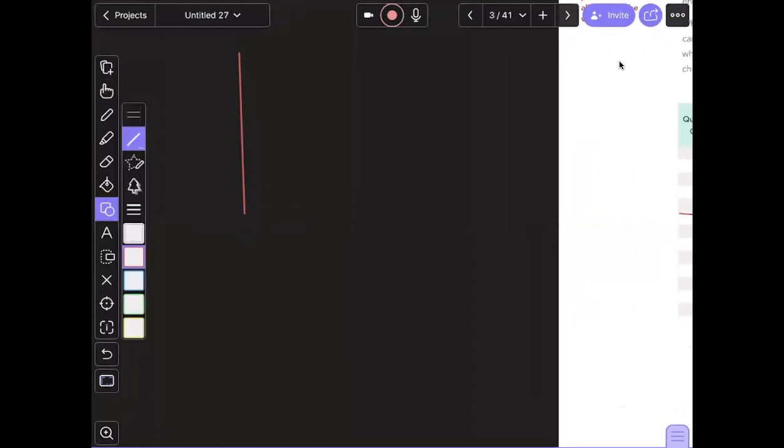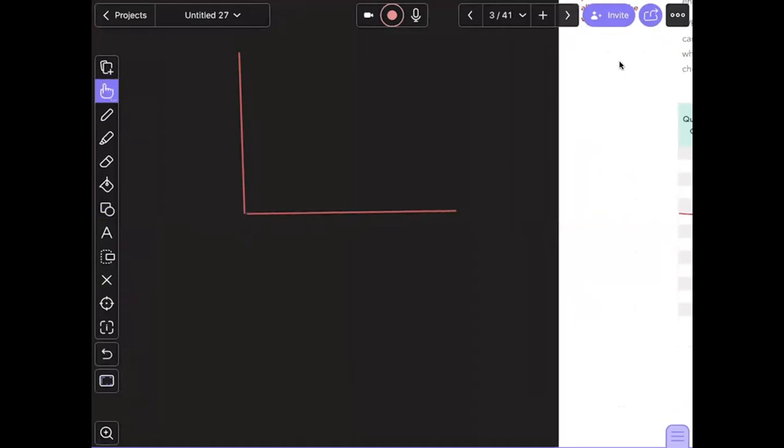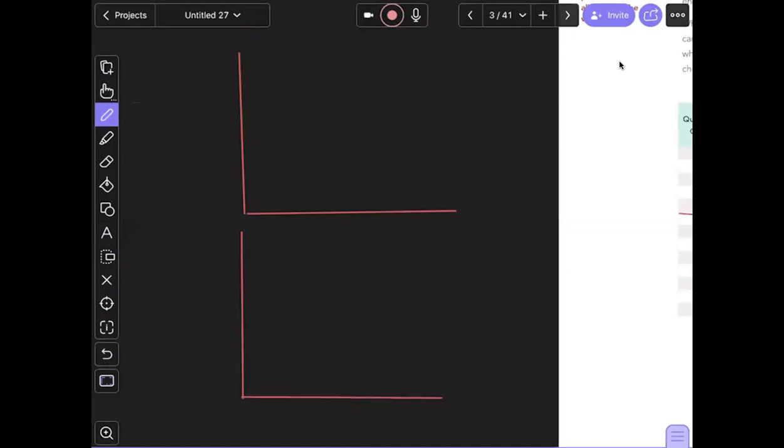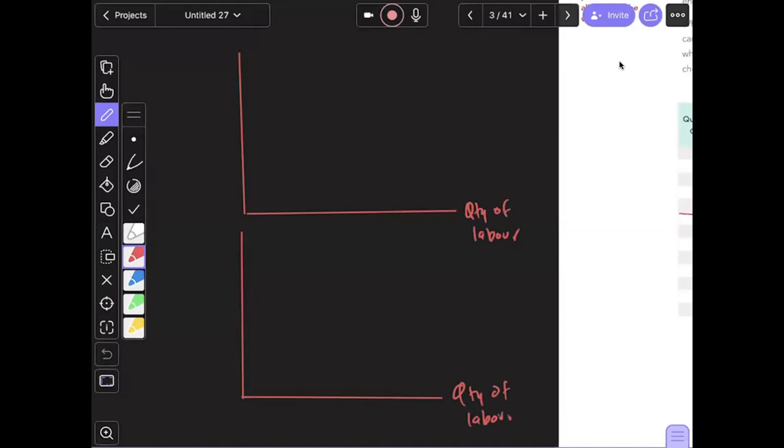We also drew the diagrams for TP and MP. And today I'm going to add one more point to that diagram, which is going to be an interesting addition. So this is my quantity of labor. On my x-axis, I'm putting quantity of labor. For each additional worker, we want to see how output is changing. TP is your total output, and MP is your additional output as each worker is added.